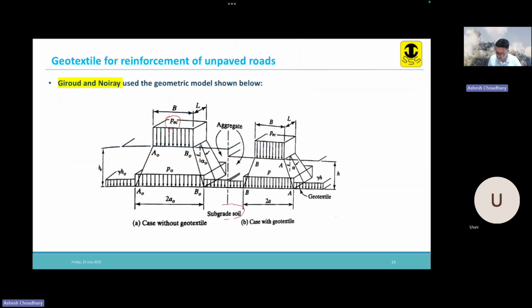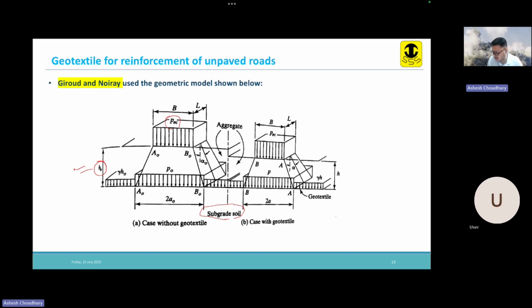Okay, at the bottom, I have my subgrade soil. And in this region, I have placed my aggregates. Now, H naught is the initial thickness of aggregates that you have to place over the subgrade if you do not use any geotextile reinforcement. If you do not use any geotextile reinforcement, you have to use an aggregate layer of thickness H naught.